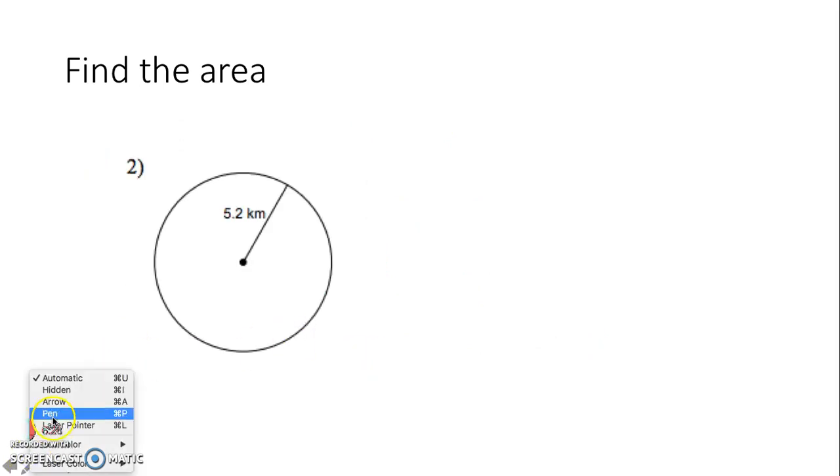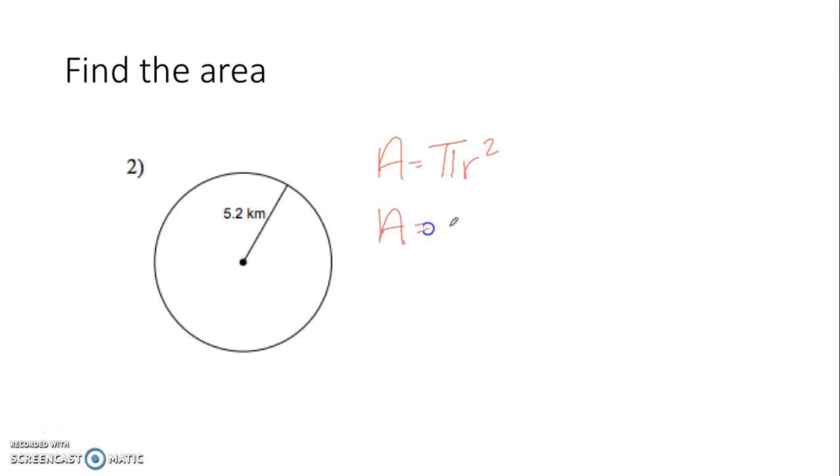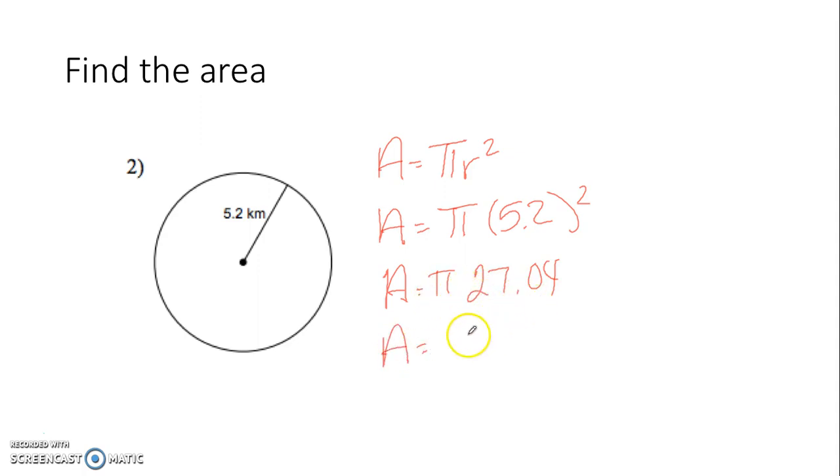Our second example of area is a circle with 5.2 kilometers. So our formula that we are going to use is area is equal to pi r squared. So area is equal to pi times 5.2 squared. Area is equal to pi. 5.2 times 5.2 is 27.04. And then in our calculators, we are writing 27.04 times 3.14, which comes out to be 84.91. Our unit is kilometers, and since it's area, it is squared.